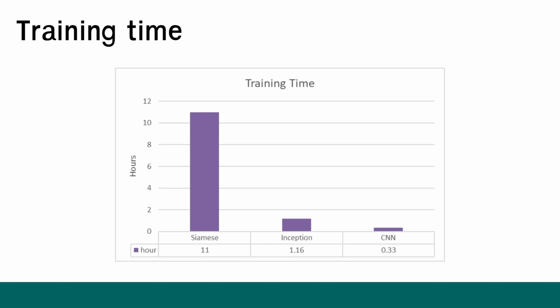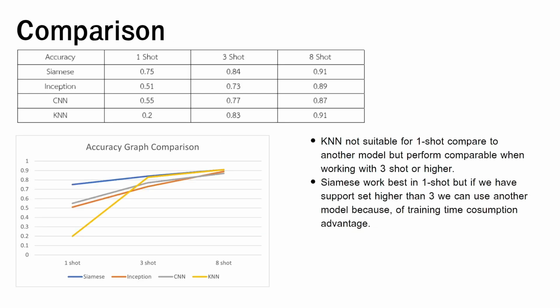And for our training time, Siamese took 11 hours, Inception 1.16 hours, and lastly CNN 0.33 hours. And this is our comparison of all the results when we plot all of the accuracy into a graph. You can see from the graph that KNN is not suitable for one-shot compared to the other models, but performs comparably when working with 3-shot or higher. Therefore, Siamese works best in one-shot, but if we have a support set higher than 3, we can use another model because of the training time advantage.